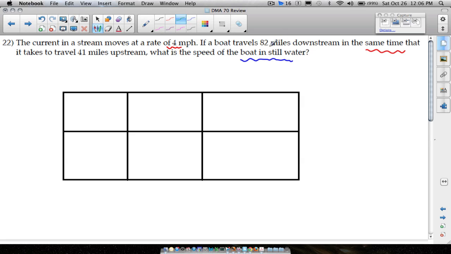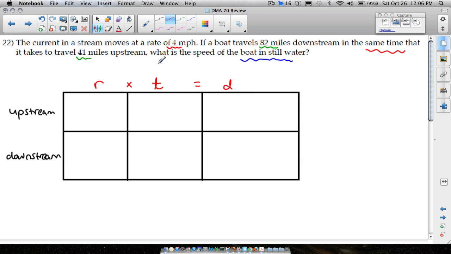So we got some important pieces of information. The 82 is going to be important. The 41 is going to be important. Our two scenarios here are we're going upstream and we're going downstream. For distance problems, we have a rate times some amount of time, and that's going to be equal to some distance. Rate times time equals distance.